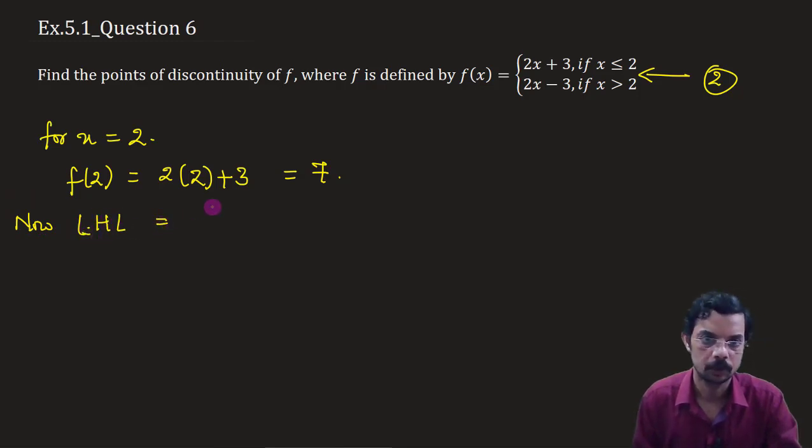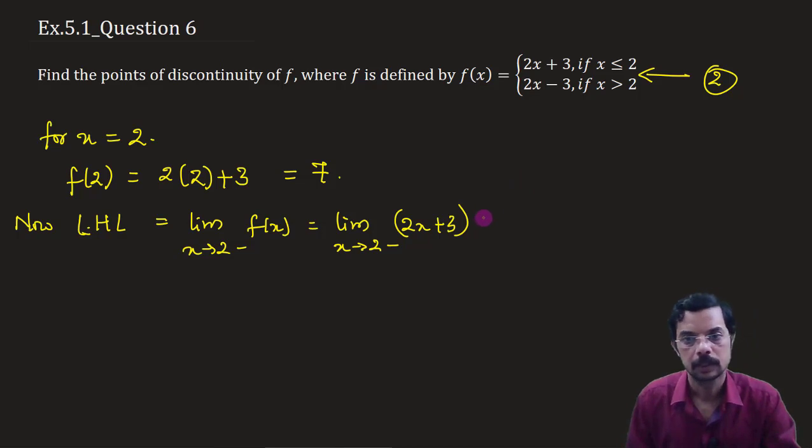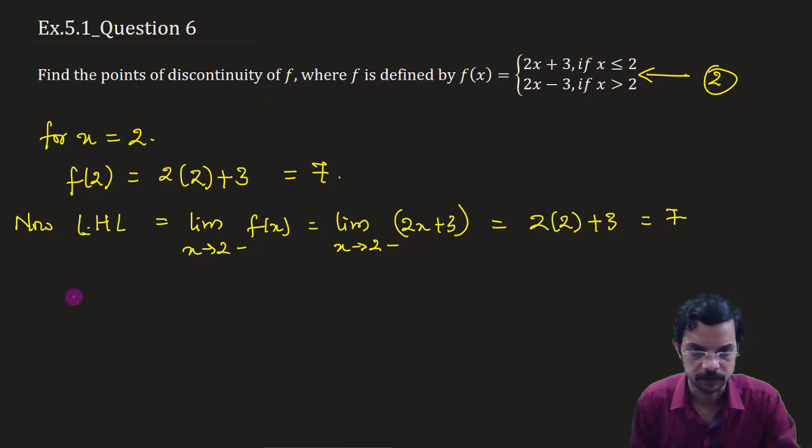Now, the left hand limit, LHL. Left hand limit will be equal to limit x tends to 2 from the left, f of x, which is 2x plus 3. This is the function which defines the function when x is less than 2. So, instead of x we put 2 into 2 plus 3, that is equal to 4 plus 3, that is equal to 7. Left hand limit is equal to the value of the function. Fine.